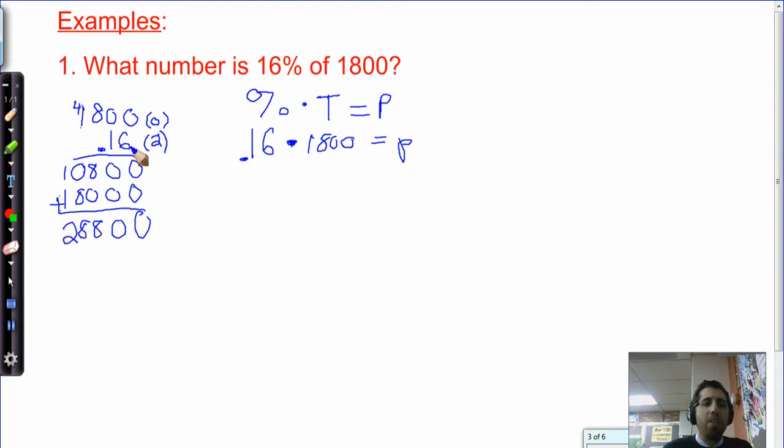28,800. Okay, now the last thing I need to do is put my decimal back in. So we need to move it 2 places back into our answer. Now we already have our answer, 288. That number is 16% of 1800.